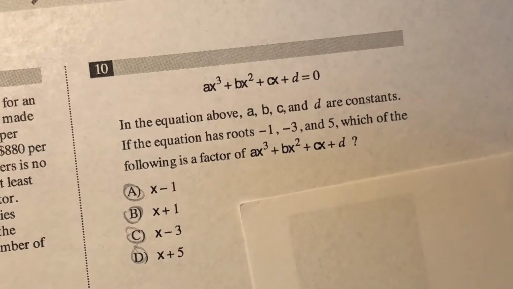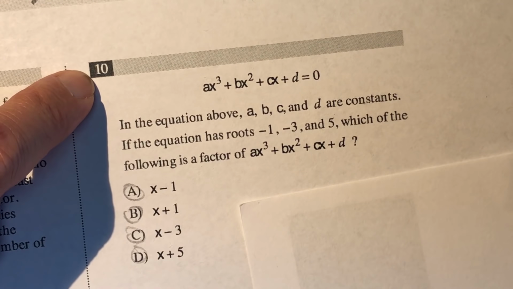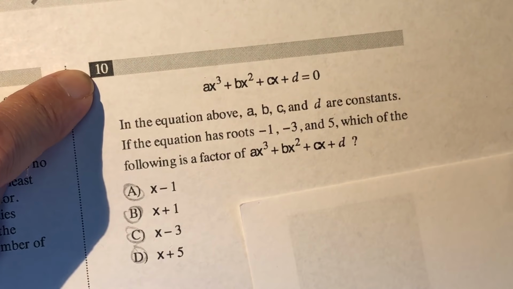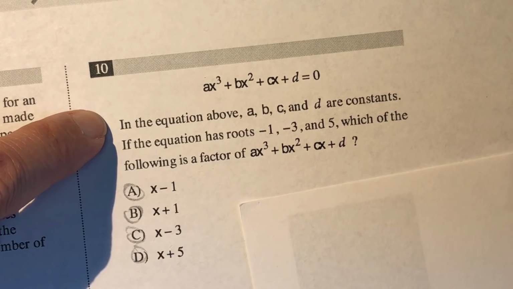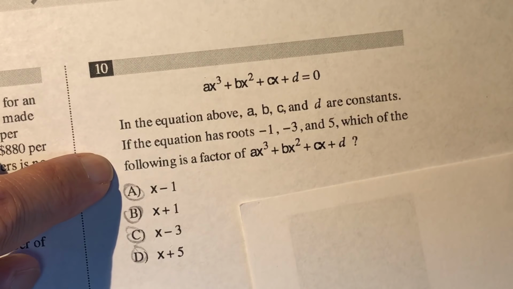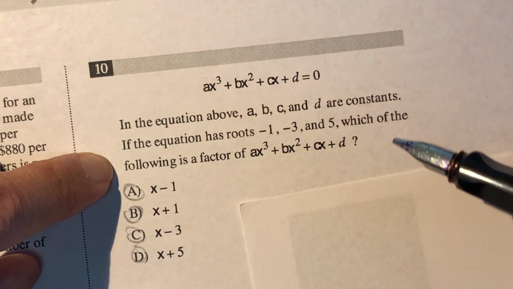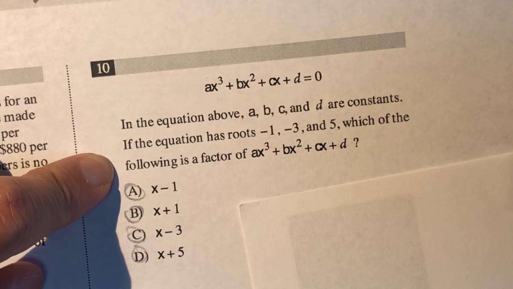Okay, hello dear friends. Let's take a look at the second question, which is question number 10. ax cubed plus bx squared plus cx plus d equals 0. In the equation above, a, b, c, and d are constants. If the equation has roots -1, -3, and +5, which of the following is a factor of the above function?